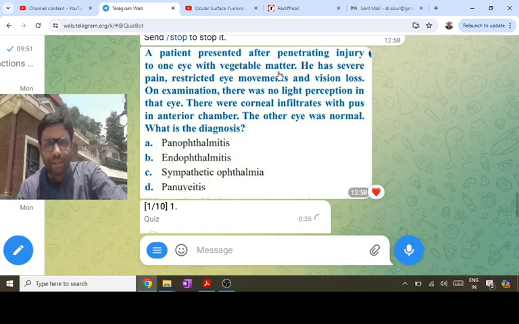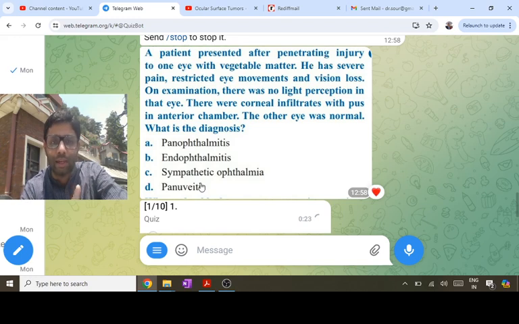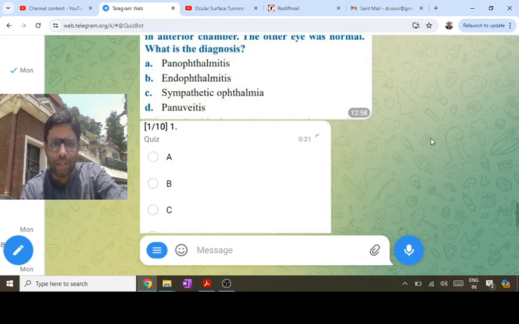Don't just cram that penetrating injury means sympathetic ophthalmia. No, with penetrating injury in one eye, the other eye gets a type 4 hypersensitivity reaction. That is sympathetic ophthalmia. Intravenous steroid is the treatment nowadays to save the other eye as well. So the first question's answer is panophthalmitis. Now, what mistakes do you people make?